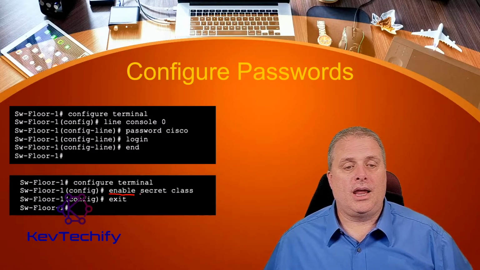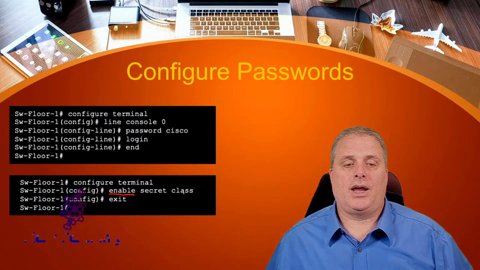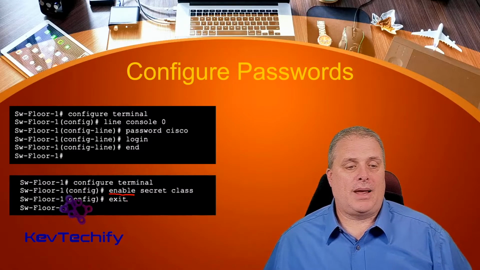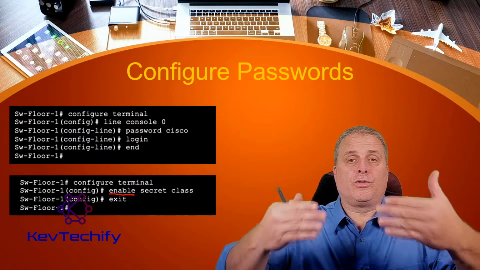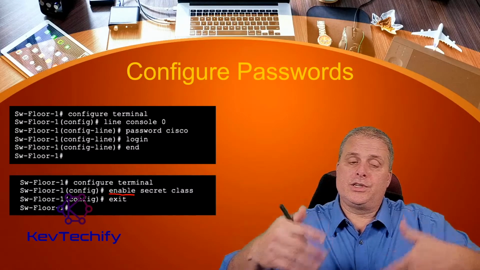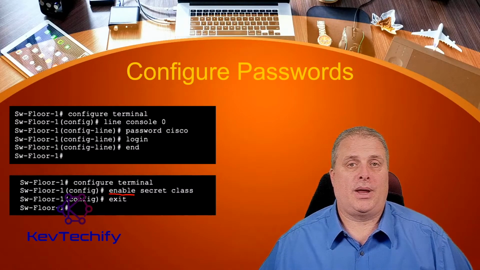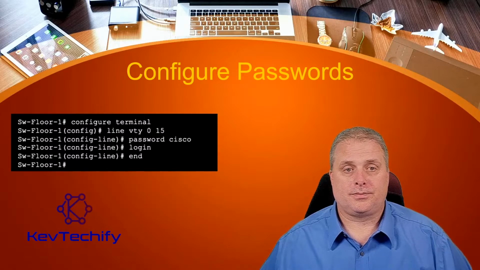So I type in enable, I encrypt my password, I set the password, I type exit, takes me out of global configuration mode. Now every time I want to go from user exec mode to privilege exec mode, it will ask me for the password, and the password is class.